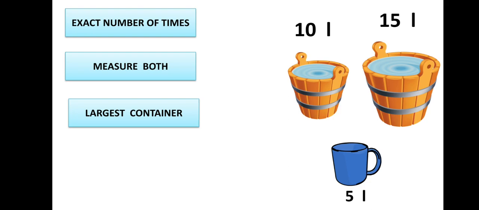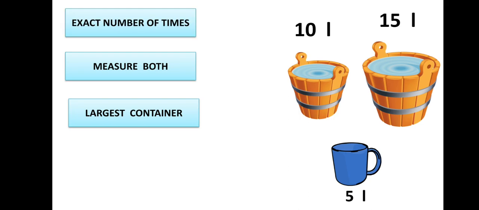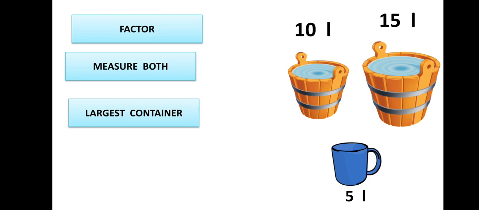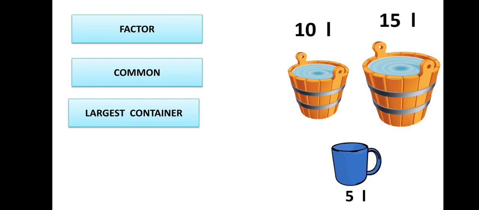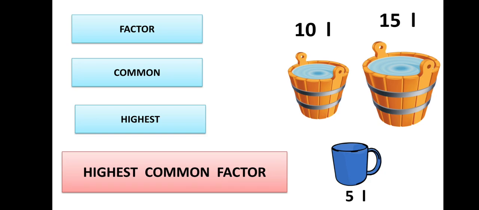So here the exact number of times is nothing but factor. Exact number of times, that is a factor, and measuring both means common, and the largest container means it should be the highest one. So it is nothing but the highest common factor. So the highest common factor of 10 liters and 15 liters is 5 liters.